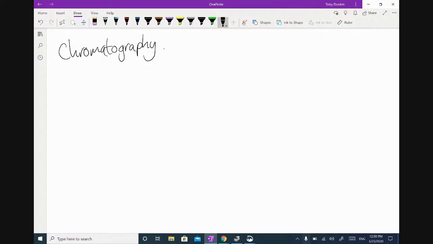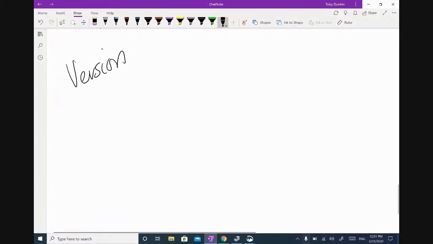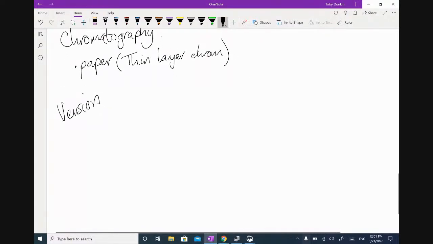But paper chromatography, which you learn in GCSE, its actual name is thin layer chromatography, TLC. Now, I'll talk about the two versions of this. Version one is GCSE, which is your Key Stage 3 paper chromatography.